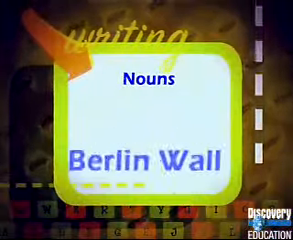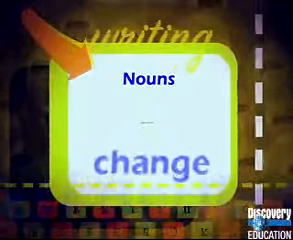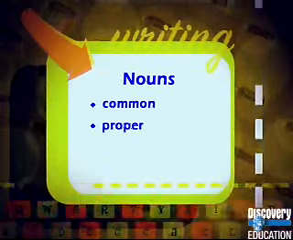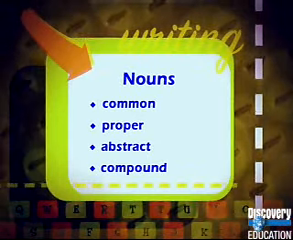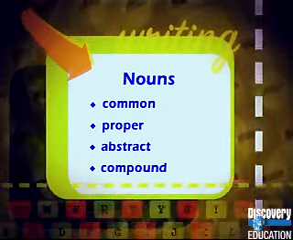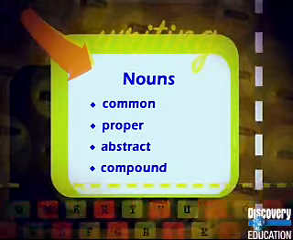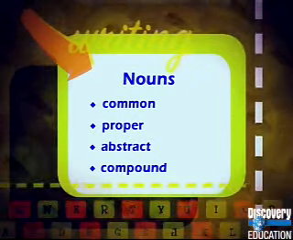Now that you've learned more about the history behind the Berlin Wall, were you able to identify different types of nouns used to name things? Did the story include common, proper, abstract, and compound nouns? Did the use of these types of nouns help the reader identify a person, place, or thing? The next time you are asked to write, remember to use the different types of nouns in your writing.